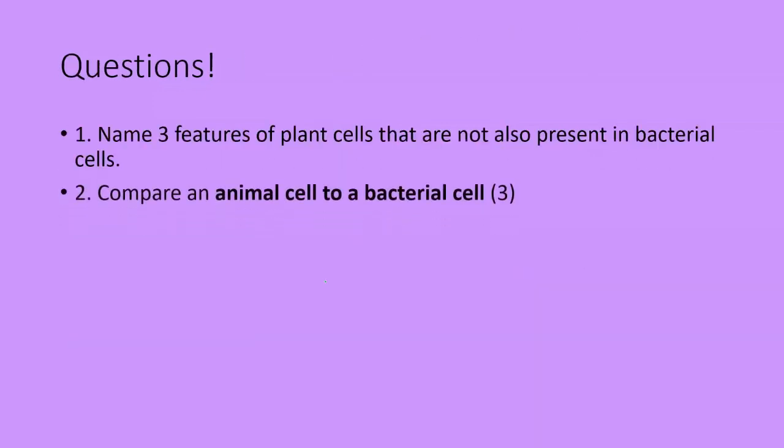Okay, compare an animal cell to a bacterial cell. This is a very good question. So first you can say a bacterial cell has a cell wall, but animal cell doesn't. Animal cell has a nucleus, but bacterial cell doesn't. And you can just say an animal cell is eukaryotic cell, but a bacterial cell is a prokaryotic cell. Or you could also say bacterial cells contain plasmids, whereas animal cells don't.